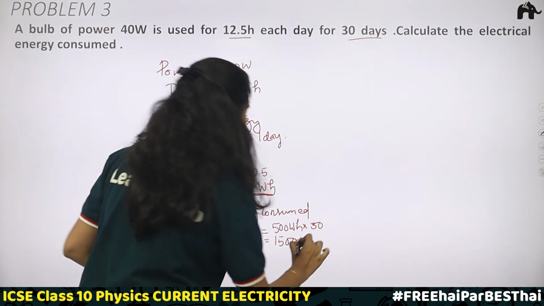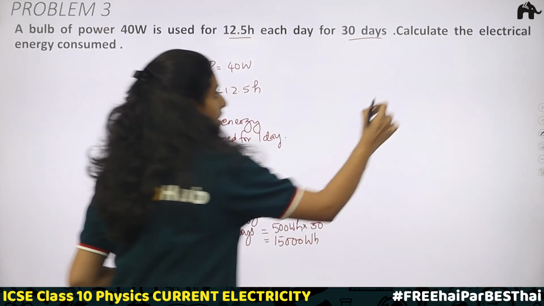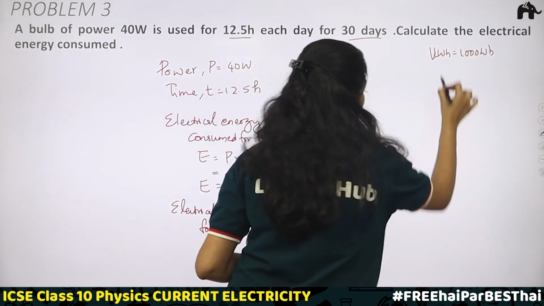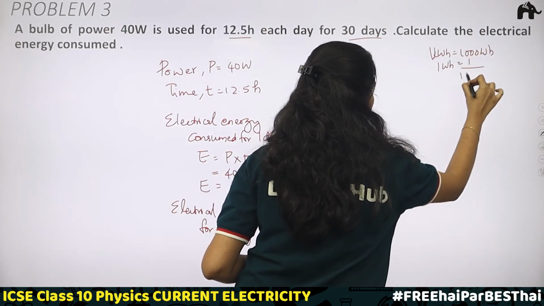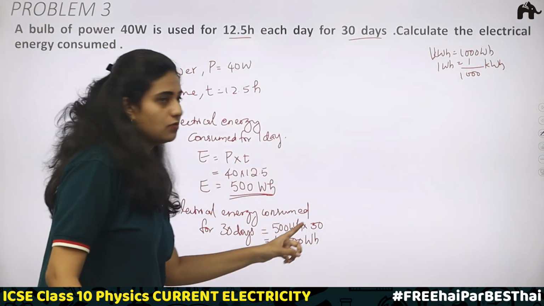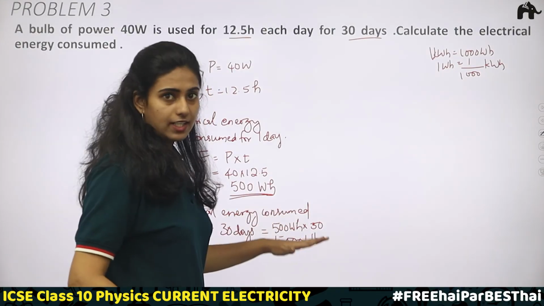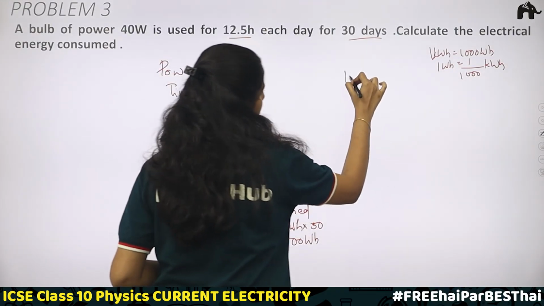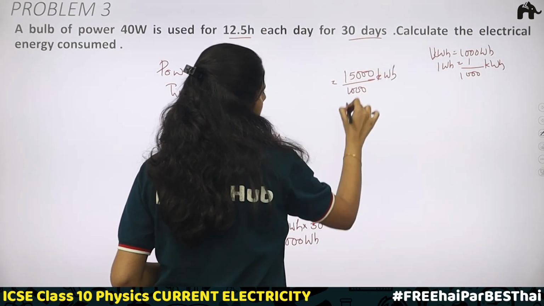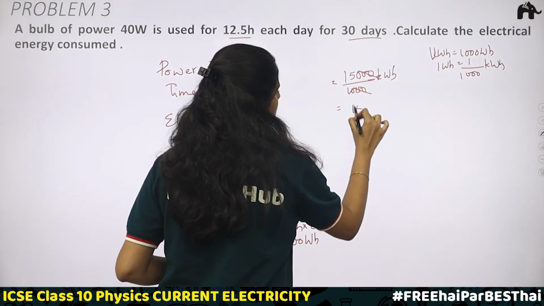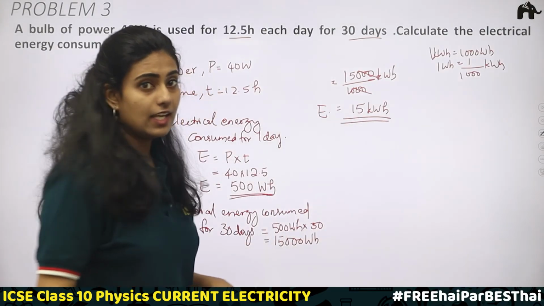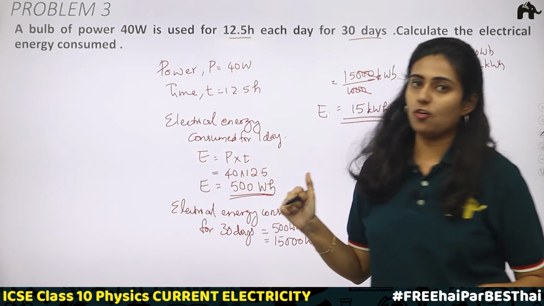So 15,000 watt hours, or you can convert this. We have 1 kilowatt hour equal to 1000 watt hours. Therefore, 1 watt hour will be 1 by 1000 kilowatt hours. So 15,000 watt hours will be equal to 15,000 divided by 1000 kilowatt hours, which is, cancelling zeros, 15 kilowatt hours. Therefore, the electrical energy consumed for 30 days will be equal to 15 kilowatt hours.